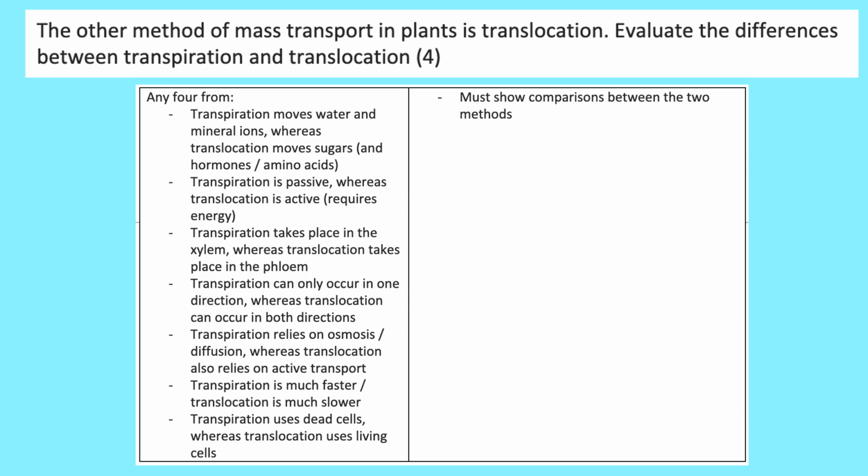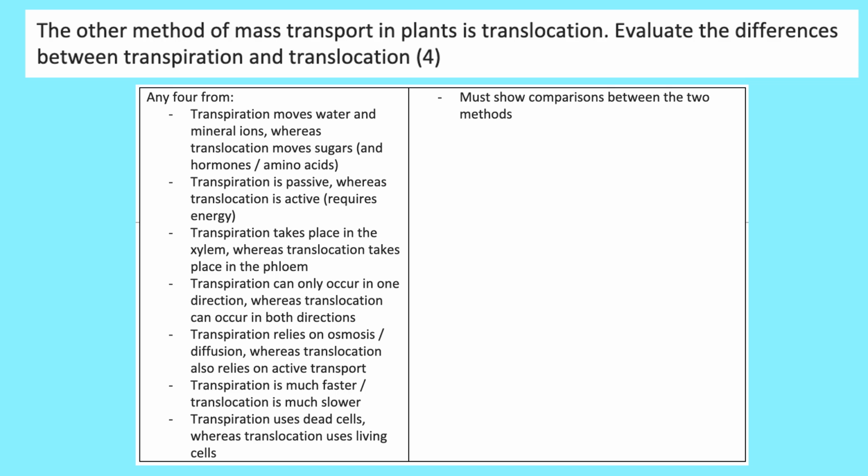It might help you in the exam if you draw up a table to quickly plan and compare the two types. You must show comparisons between the two methods, so you should do this using comparative statements, such as by saying words like whereas or unlike, so that you are comparing the two types of plant mass transport.